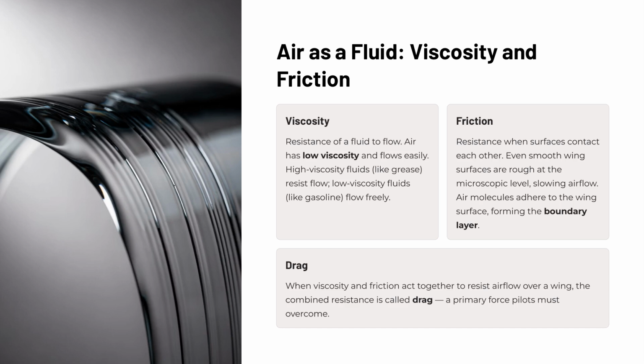When viscosity and friction work together to resist the movement of air over a wing, the combined effect is what we call drag. Drag is one of the four primary forces acting on an aircraft in flight, and it directly opposes forward motion. As a pilot, everything from your aircraft's design to your airspeed management is influenced by the need to understand and overcome drag. Recognizing where drag comes from at this fundamental level will help you make better decisions in the cockpit.